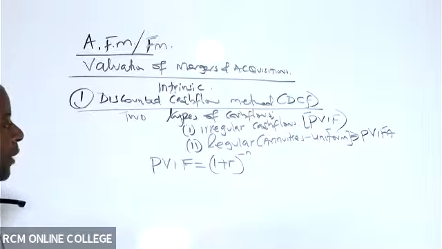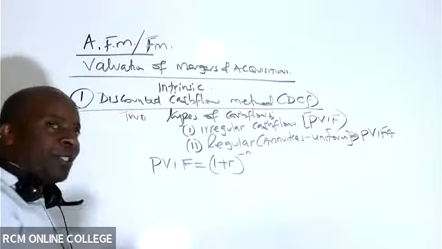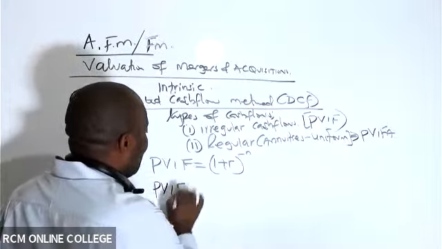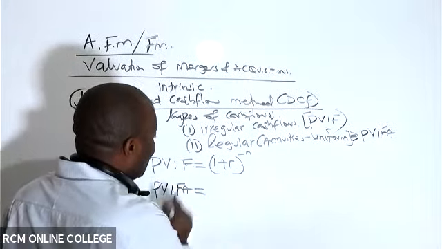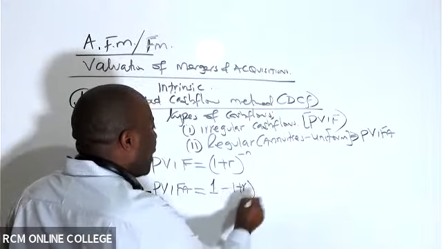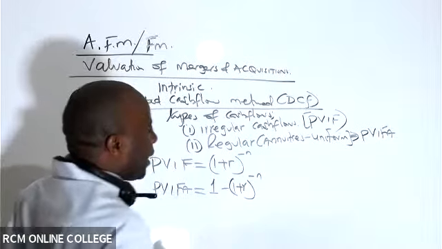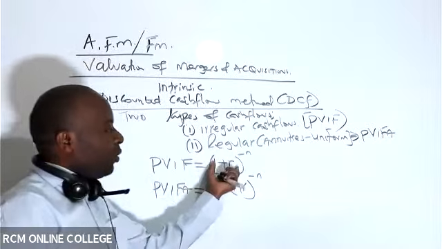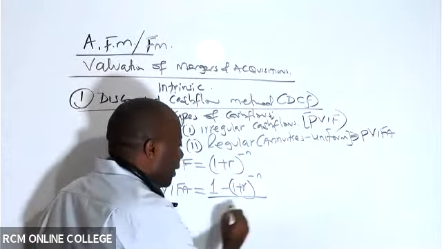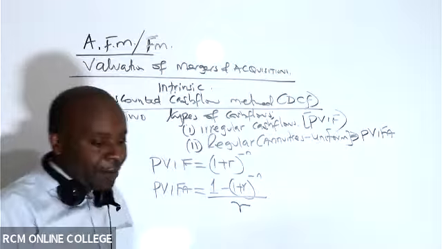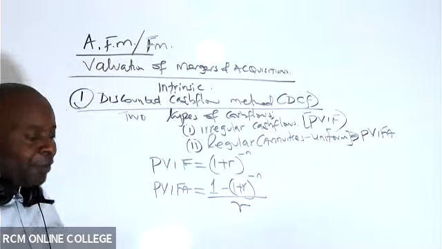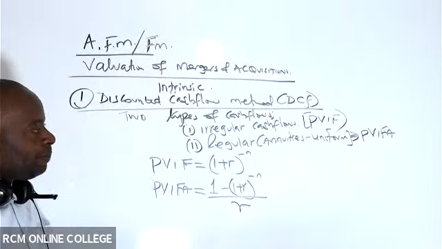After getting PVIF, I must be in a position as a finance scholar of knowing how to get the present value interest factor of an annuity. This is very easy. It will be 1 minus (1 plus r) raised to negative n. So you take 1 minus this simple formula, and then divide everything by r.